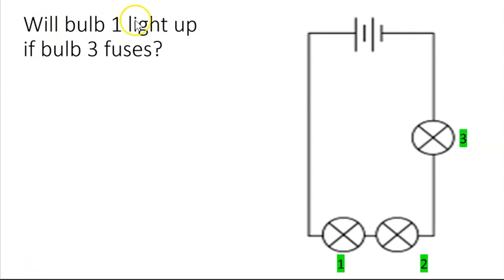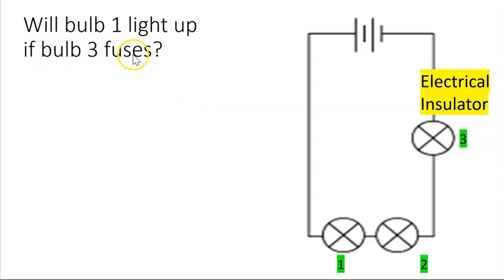Will bulb 1 light up if bulb 3 fuses? Do you still remember what I said in the previous video? A fused bulb is an electrical insulator. Since bulb 3 fuses, bulb 3 is an electrical insulator. To see if bulb 1 will light up, we must again use the electrifying strategy, that is, trace the path.